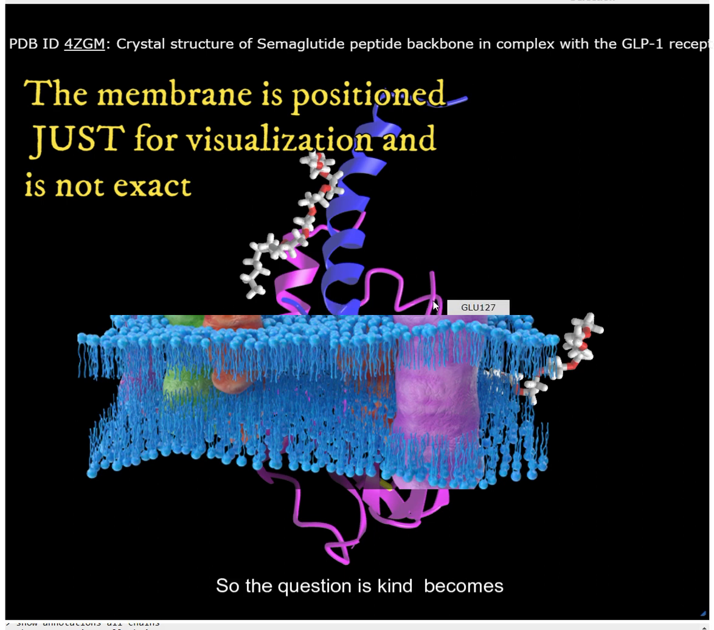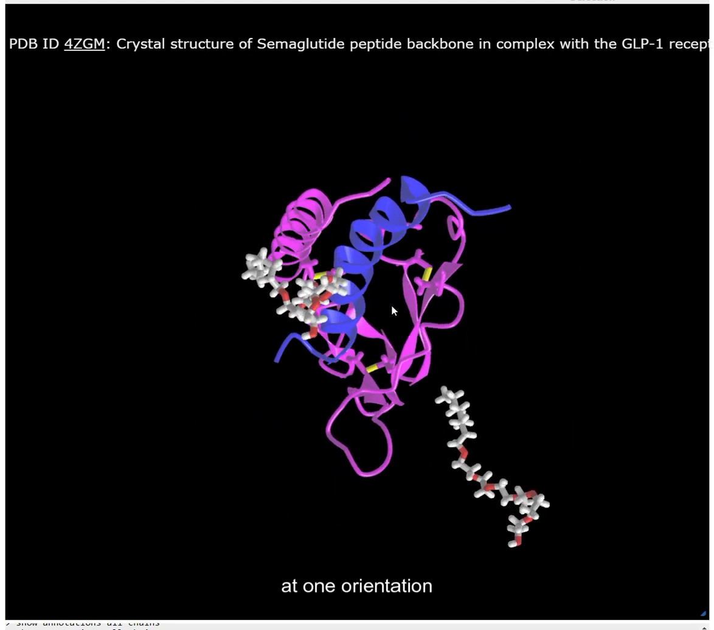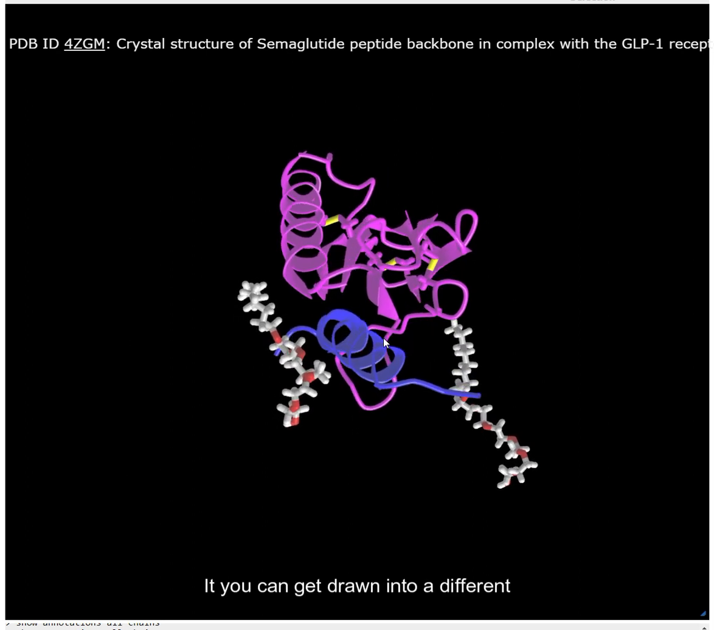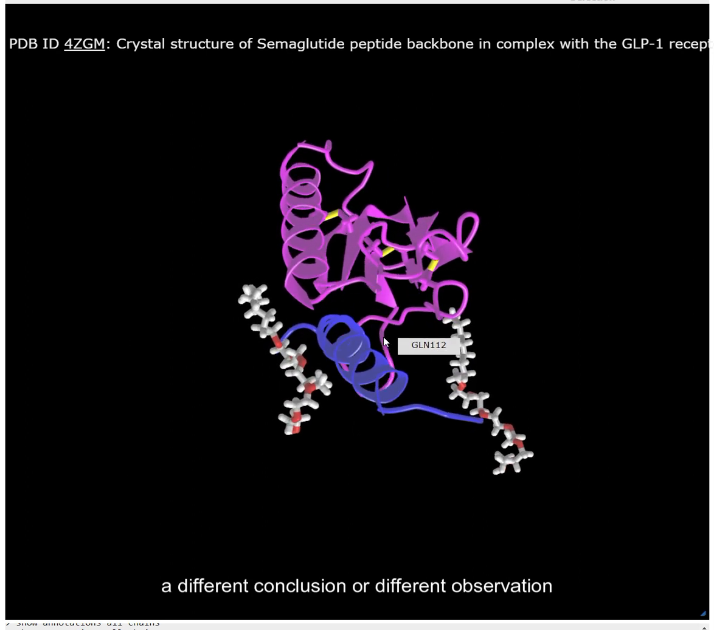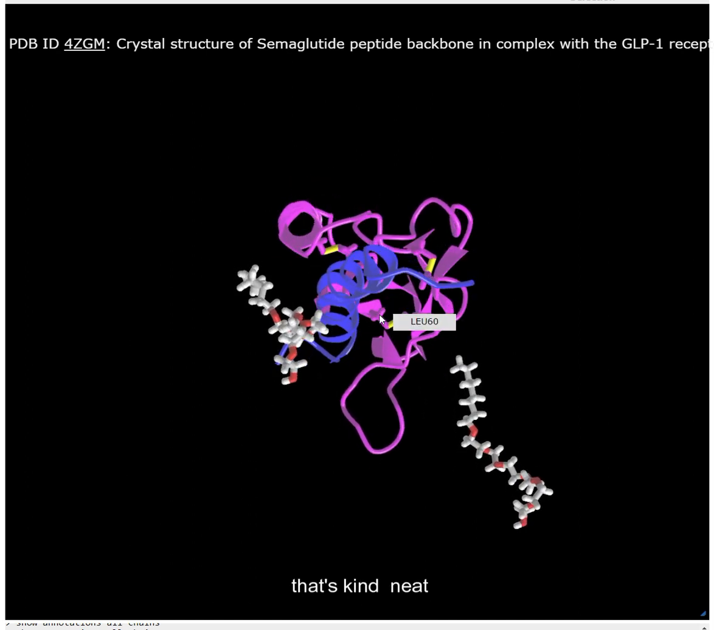So the question becomes, well, what are the side chains doing in the native solution? But you can see that if you just look at one orientation, you can get drawn into a different conclusion or a different observation. Oh, that's kind of neat.